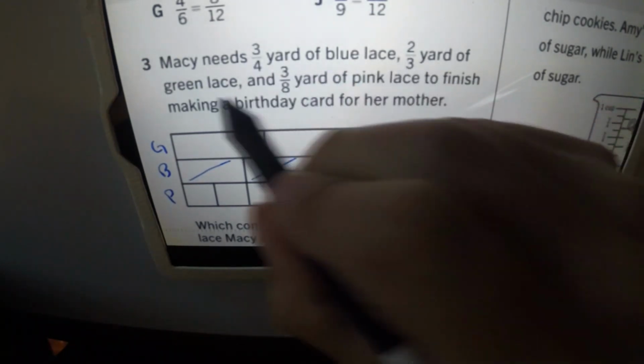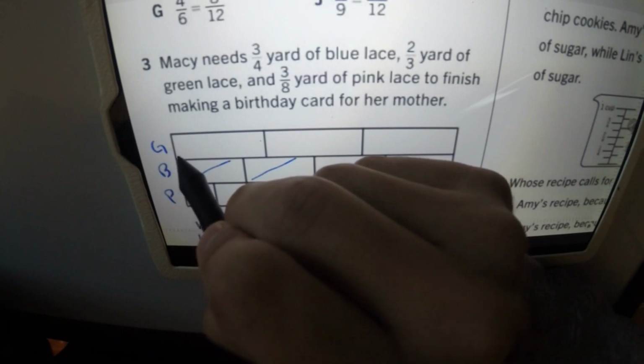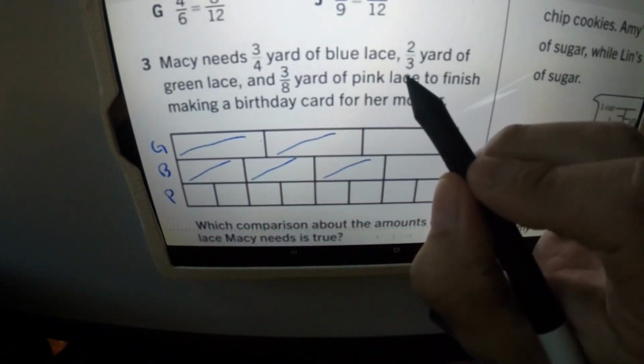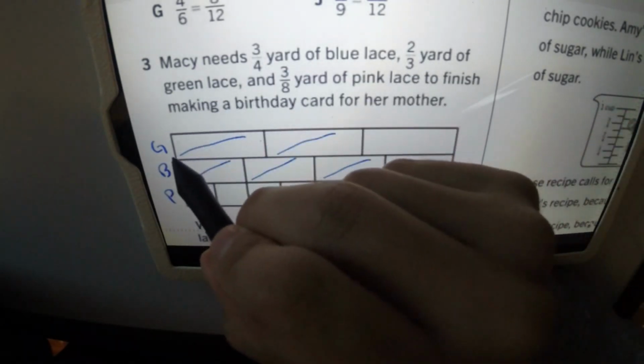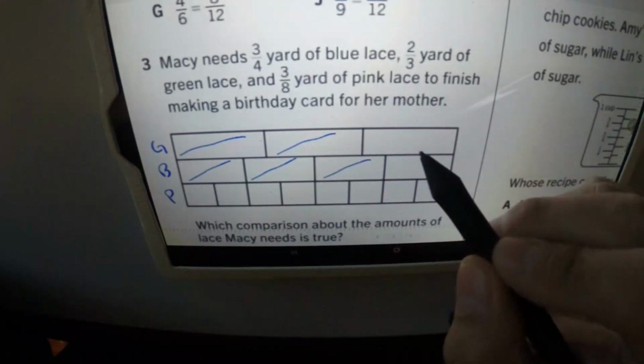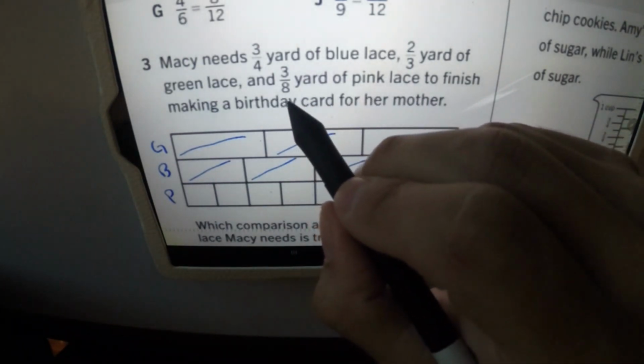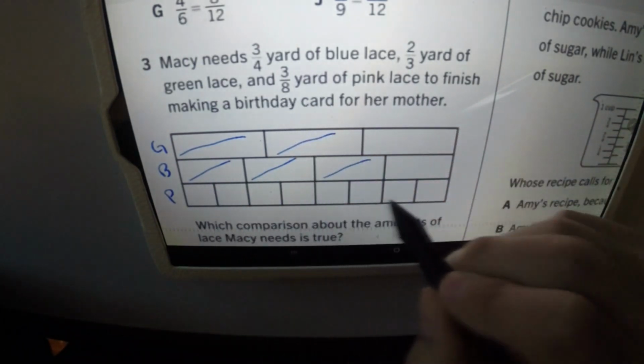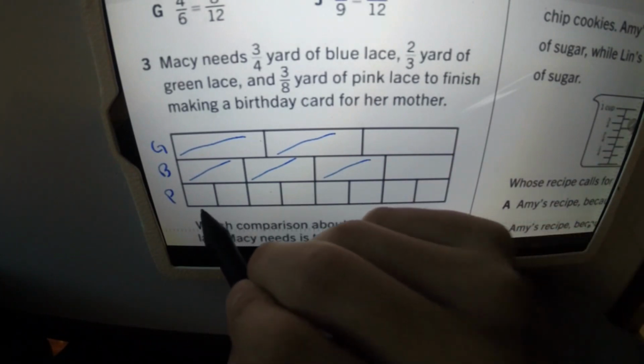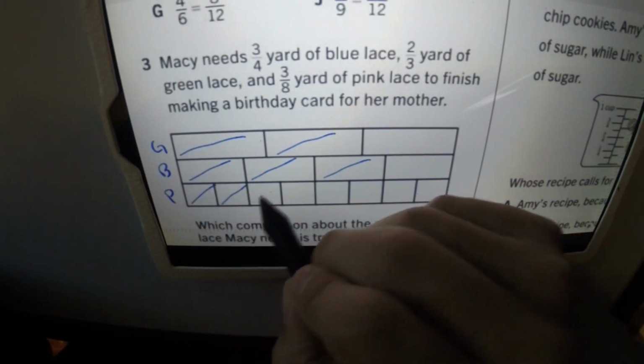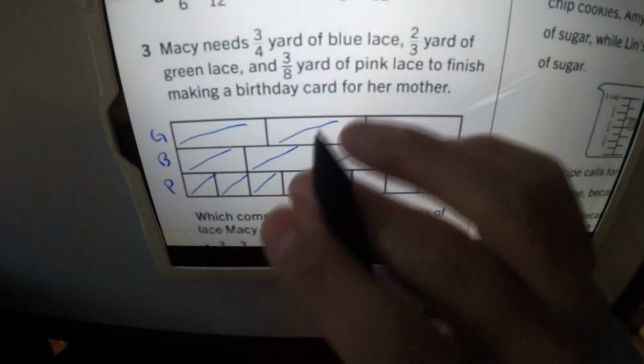2 of the 3 are green. So this is green, 1, 2. So 2 of the 3 are green. This is green, 1, 2 of the 1, 2, 3. And then 3 of the 8 are pink. This is the 8 at the bottom here. So 3 of those are pink: 1, 2, 3. So now we can answer the questions.